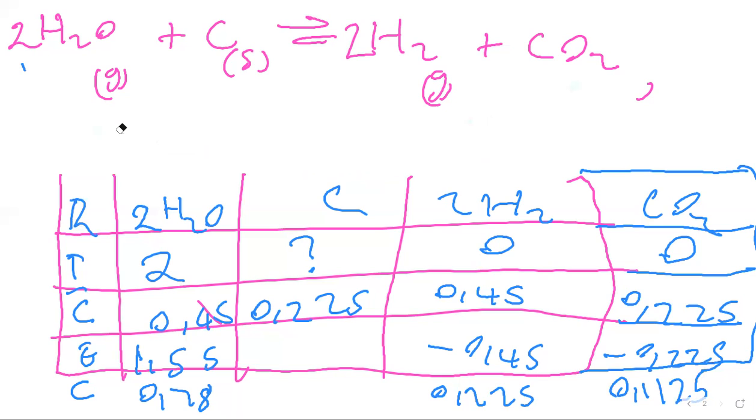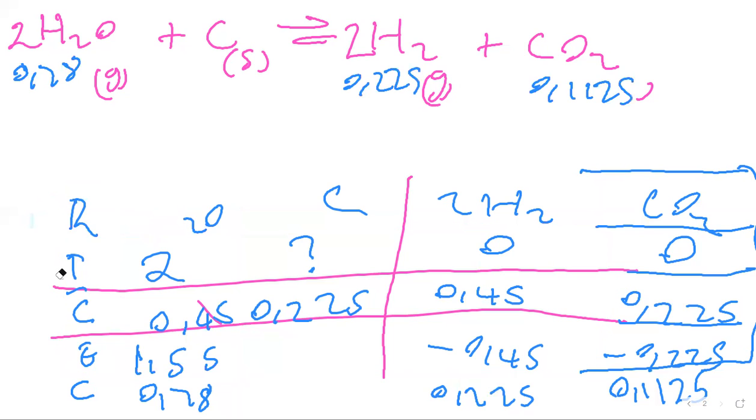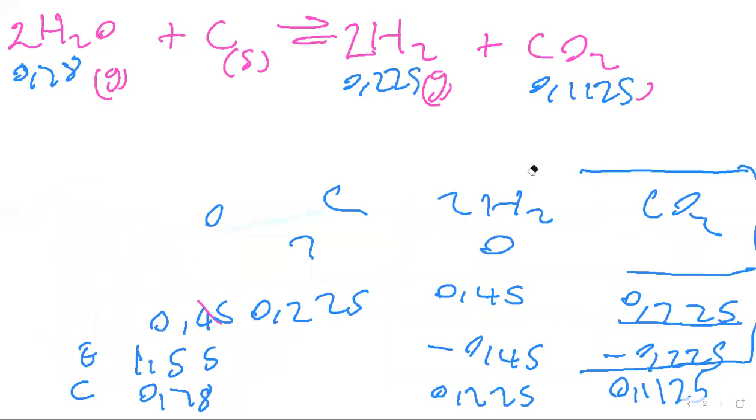Okay, and then let me shift you to do this. I just want to write these values here: 0.78, and then for you it's 0.225, then it's 0.1125. Okay, then I can erase everything here.